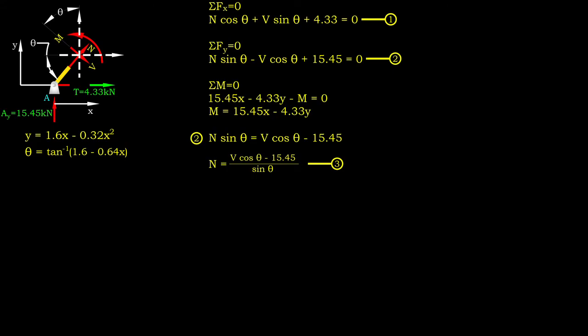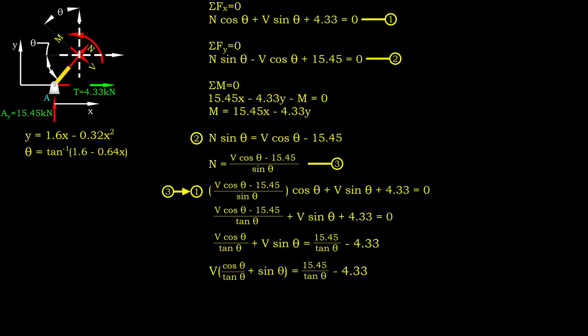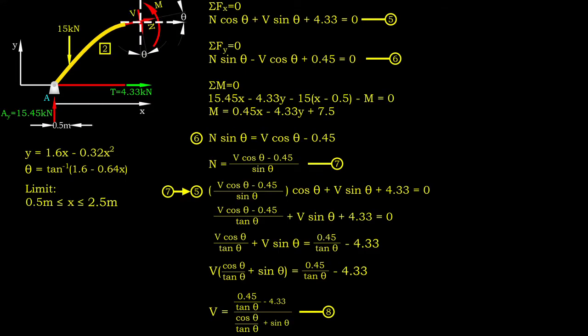For ease of future application, let's simplify the simultaneous equations. The axial force is first expressed as a function of shear force and inclination angle. The expression of shear force is then constructed by substituting this correlation into the equilibrium equation we made for the x-axis. The same technique is applied to other segments.